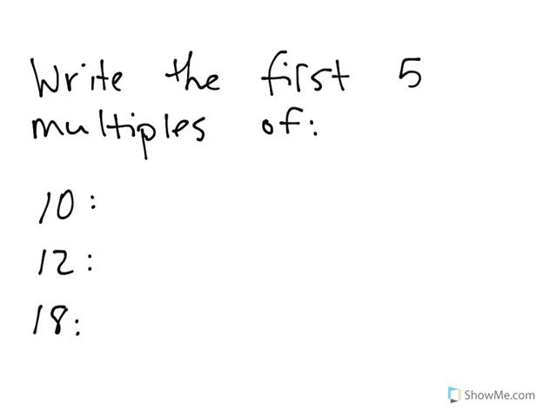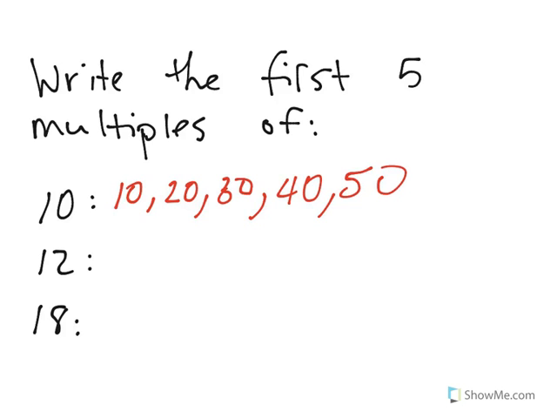So you should get a pop-up box now asking you to write the first 5 multiples of these 3 numbers. The first 5 multiples of 10, well, this is pretty easy. This is 10, 20, 30, 40, 50. Please note that 10 is a multiple of 10. It would be pretty silly if something wasn't a multiple of itself. You can always multiply any number by 1. So 10 times 1 is 10, therefore 10 is a multiple of 10.